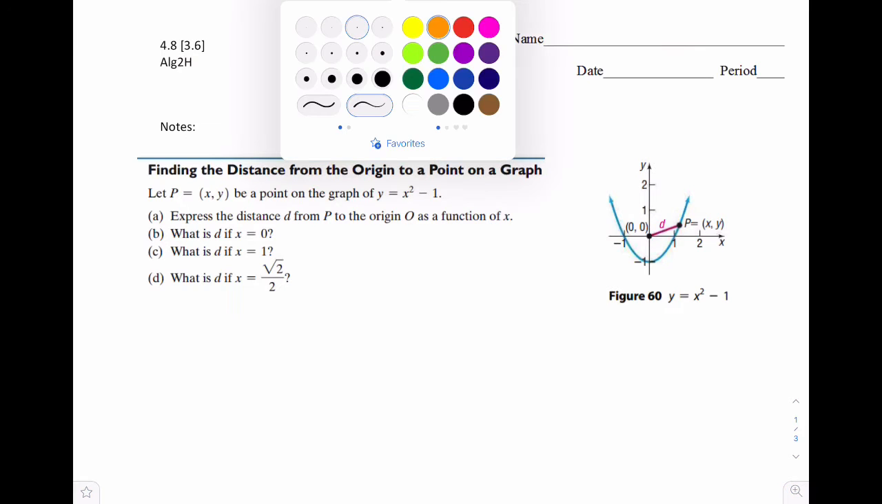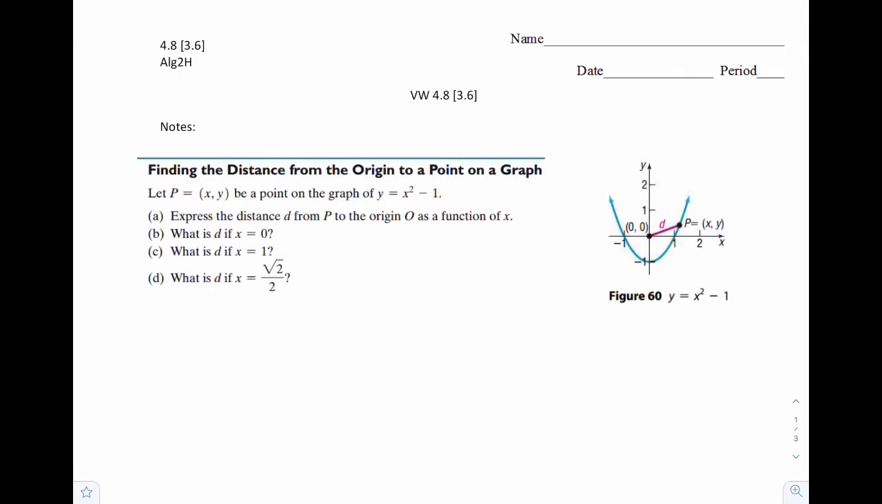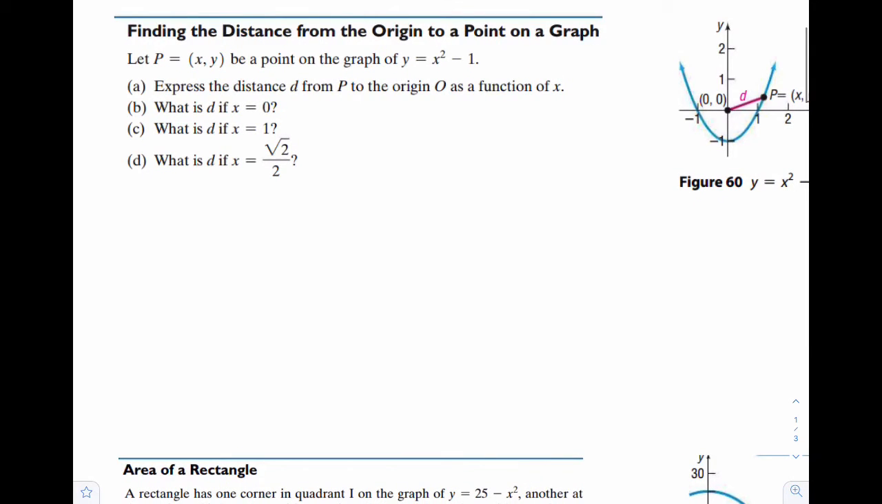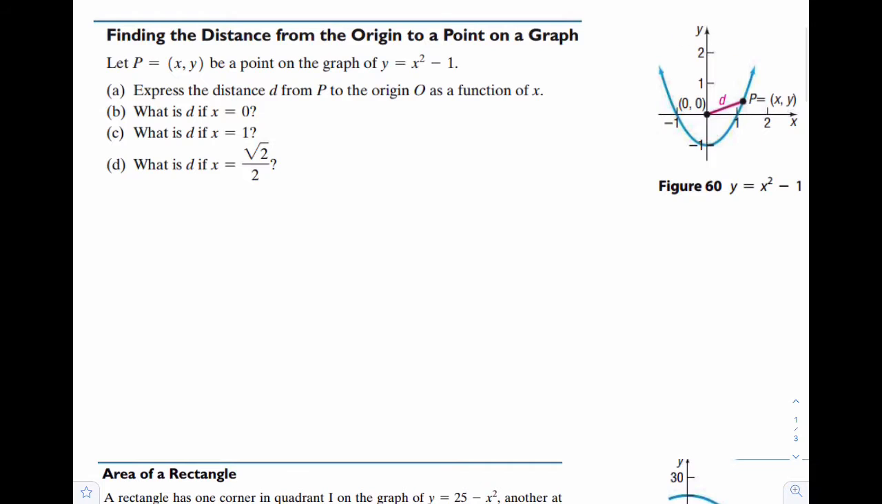Welcome to VW 4.8. Today we're going to be using your calculator to do some pretty cool examples. This first example we won't need it though, so let's make sure you have it ready. So first example, finding the distance from the origin to a point on a graph. Let P equal (x, y) be a point on the graph y equals x squared minus 1. So that's right here. Express the distance from P to the origin as a function of x.